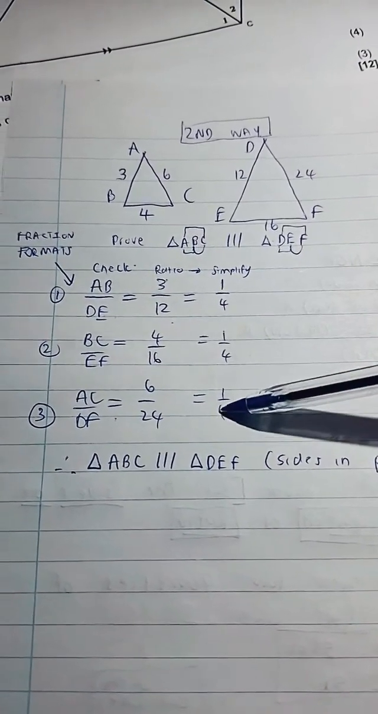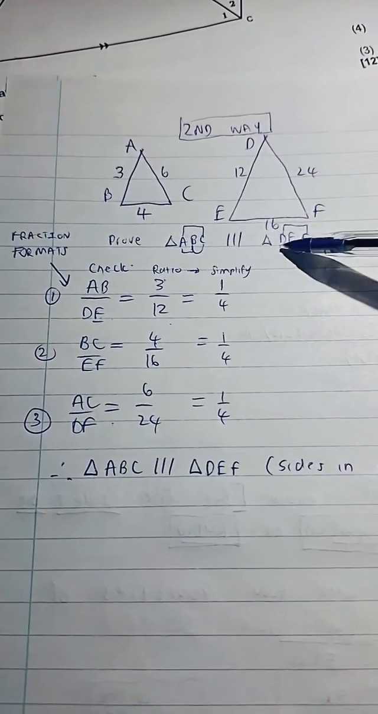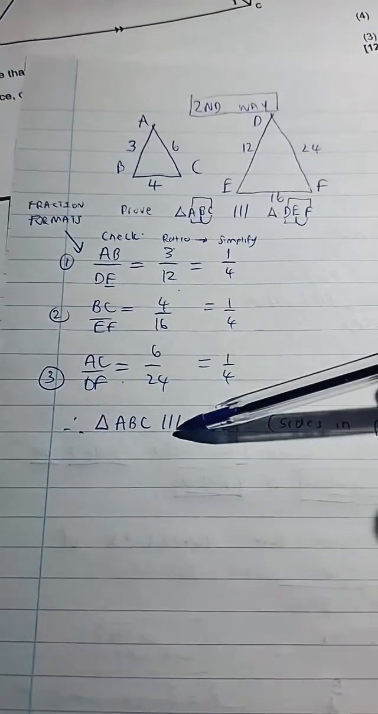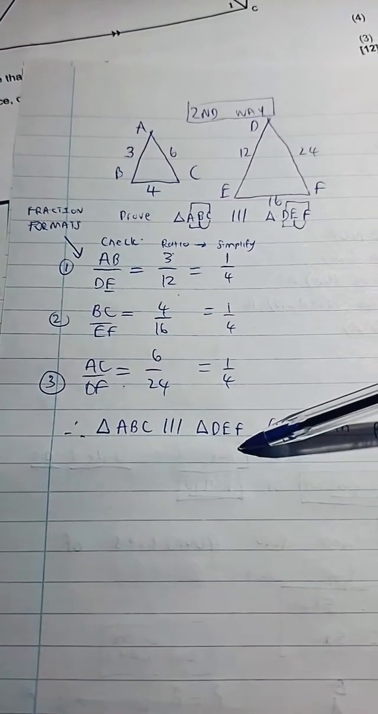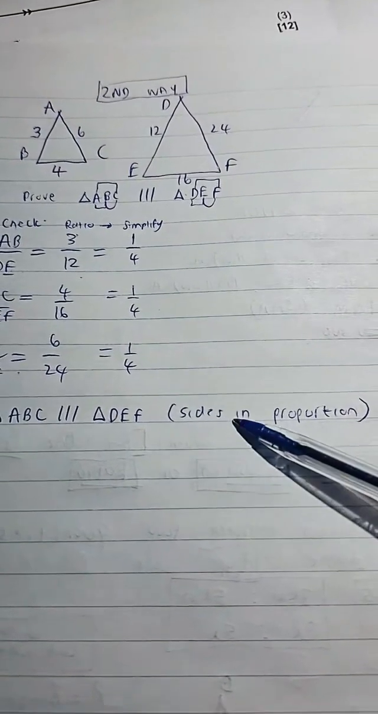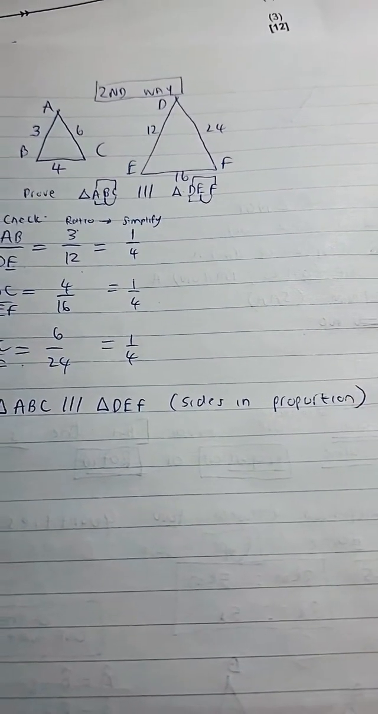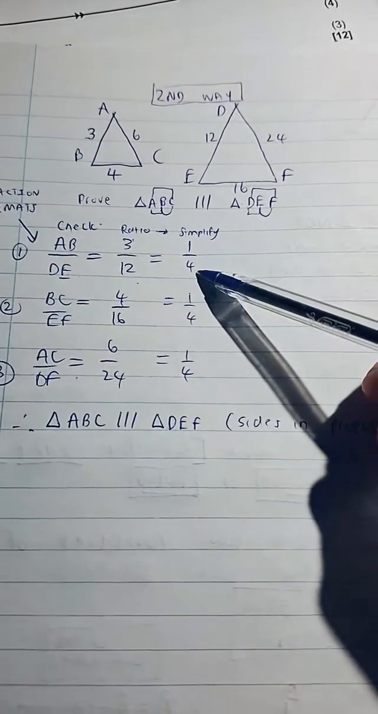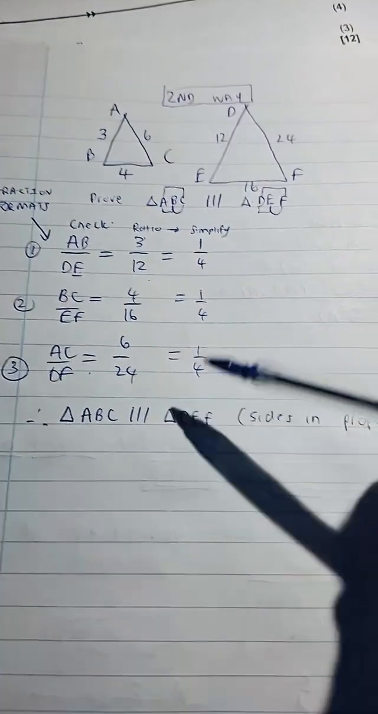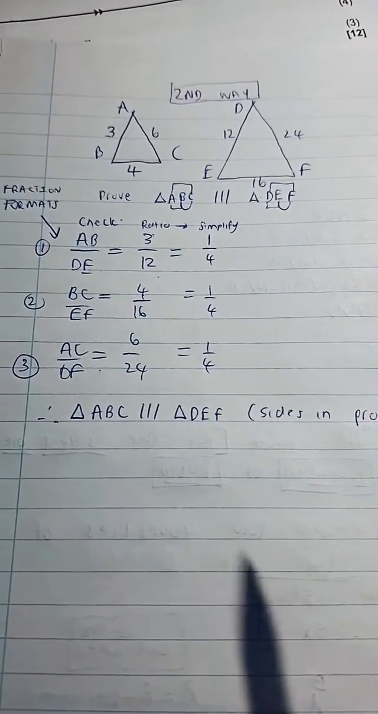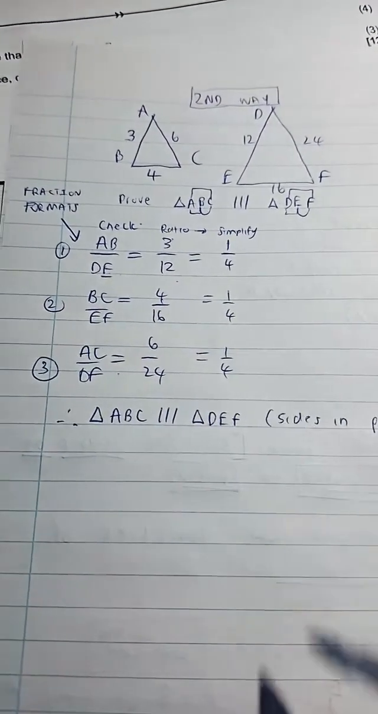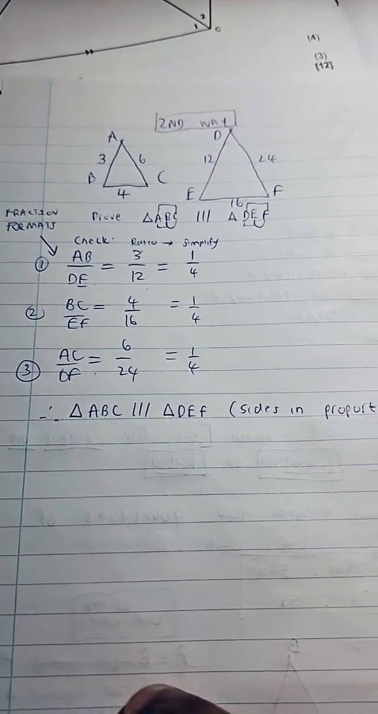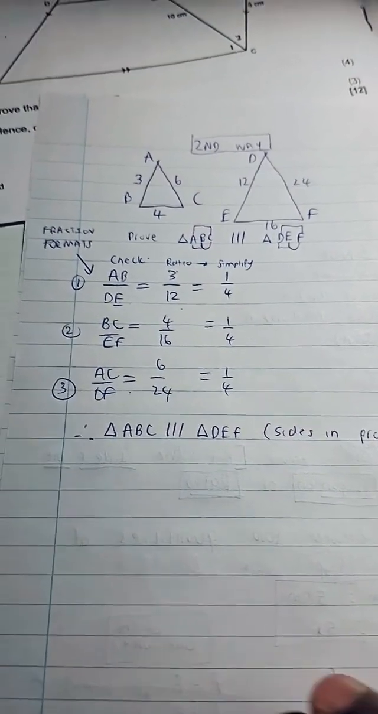If the ratios, guys, are the same in accordance to the order in which you saw in the statement of the question, then it means that the two triangles are similar. And the reason is sides in proportion. Done. Sides in proportion. Or if not, then you would have concluded and said triangle ABC is not similar to DEF if those ratios do not exhibit the same value. Okay, that's what we mean by sides being in proportion.